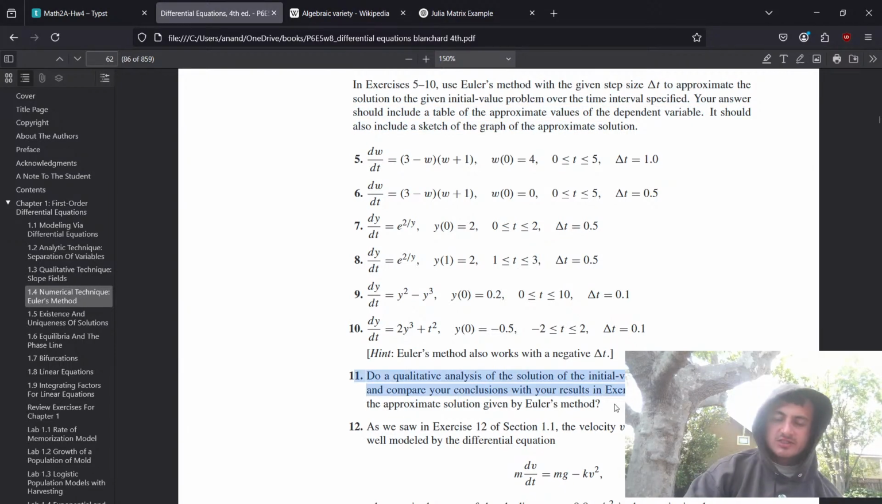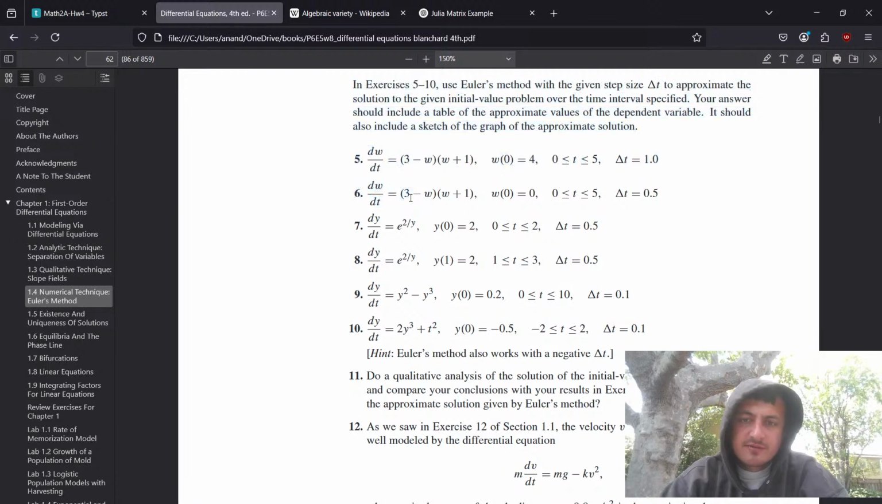I'd like to do 11. 11 looks pretty fun. Yeah, my guess is that something goes wrong when you cross this 0 because the step is going to compute a value. Well, actually, if delta t is 0.5, then we probably will get. Oh, no. Hold on.